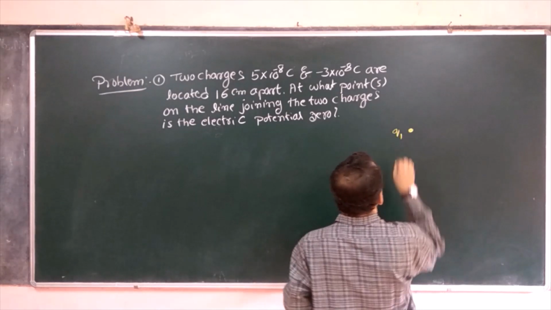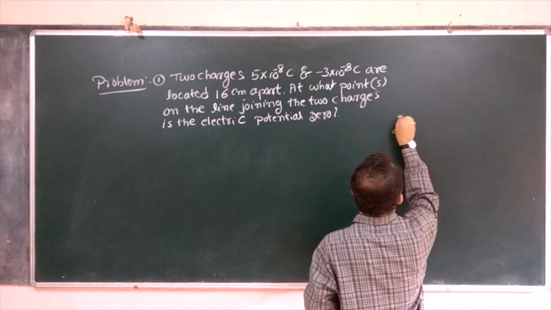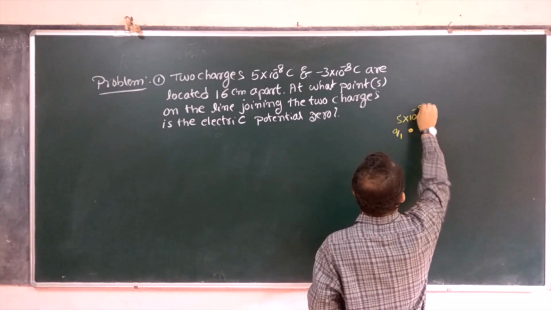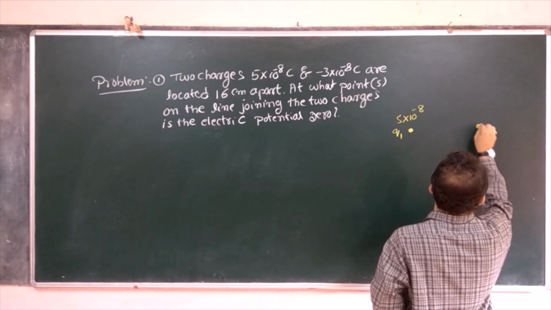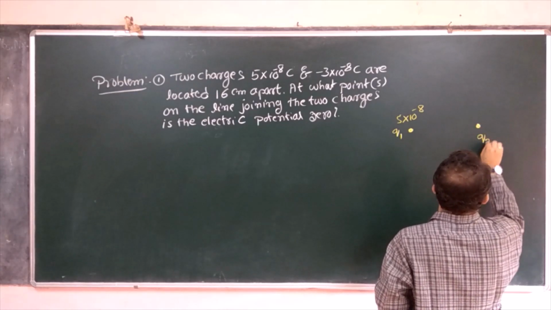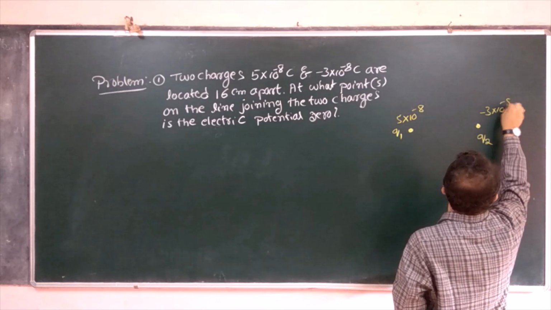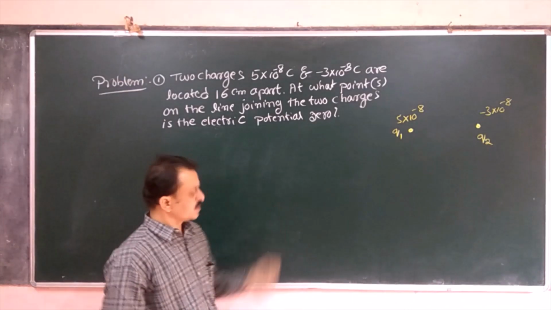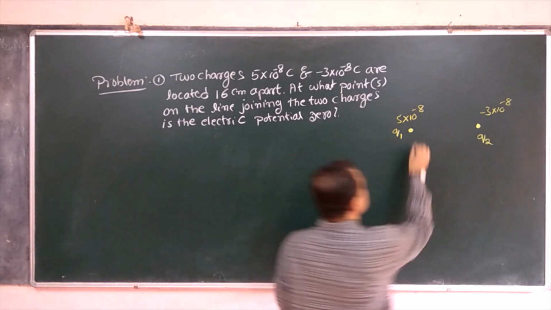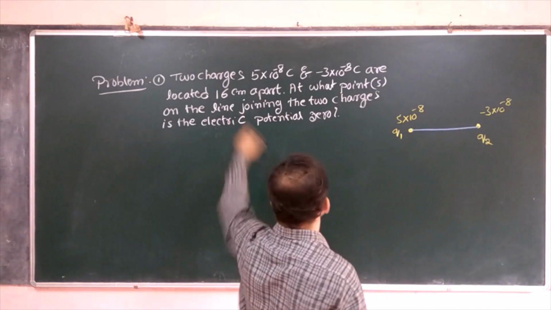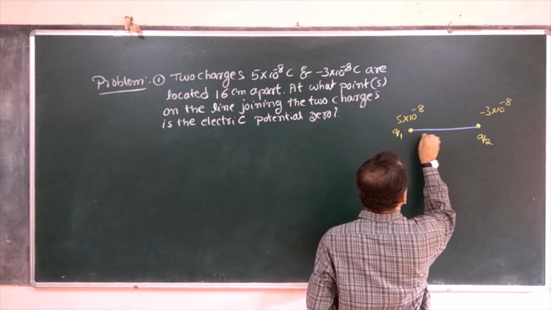So if I take it as Q1, it is 5 into 10 to the power of minus 8 coulomb. We have another charge, that is Q2, it is minus 3 into 10 to the power of minus 8 coulomb. Charge ಕೊಟ್ಟಿದ್ದಾನೆ. Now they are separated by a distance of 16 centimeter.